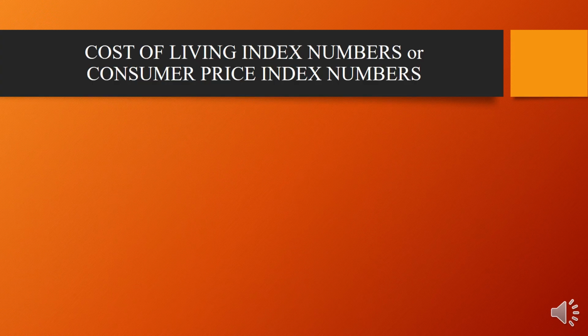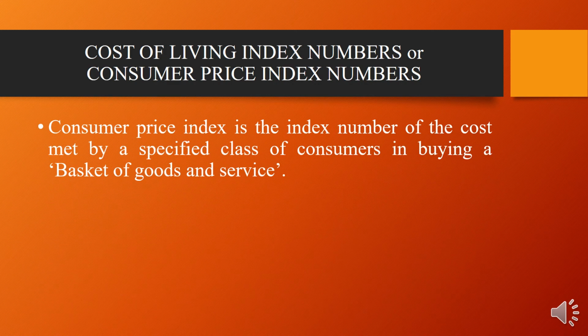Now another important concept that comes under index numbers is cost of living index numbers or consumer price index numbers. Okay, what do you mean by consumer price index number? So consumer price index number is the index number of the cost met by a specified class of consumers in buying a basket of goods and services. When a class of consumers buy the products, goods and services, the cost met by them is called the consumer price index.